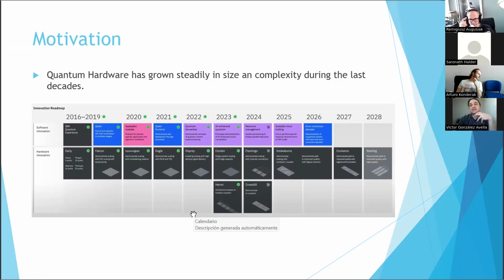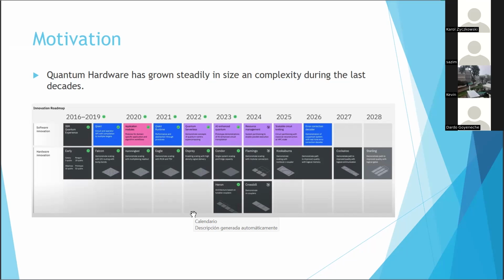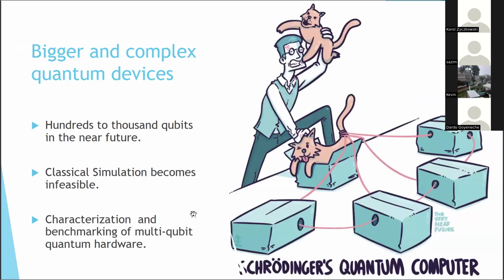And this makes the quantum devices and the study of quantum processes more complex. So we have these bigger processors with 100 to 1,000 qubits, right now or in the near future. And in these cases, the classical simulation of these systems becomes hard. It becomes infeasible. In that sense, one of the aspects that we need to improve is the characterization and benchmarking of the multi-qubit hardware and of the states that we are working on.